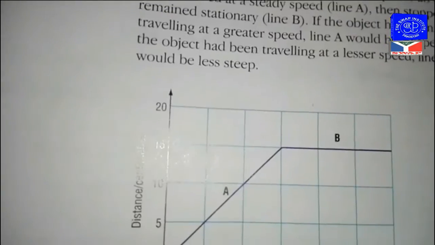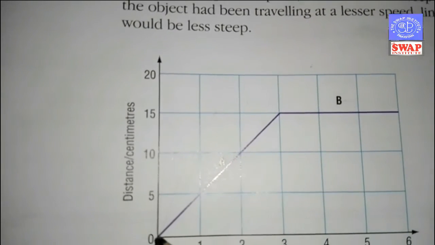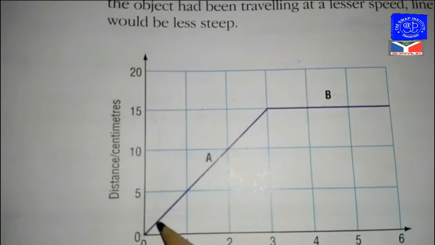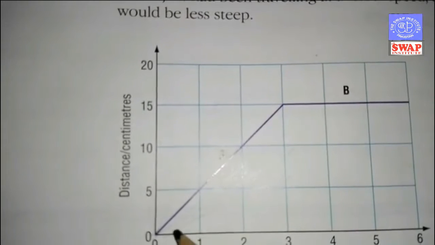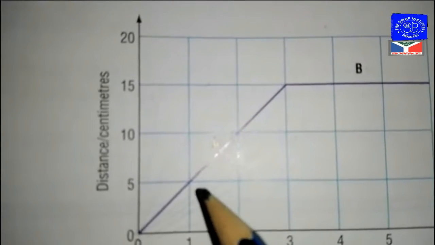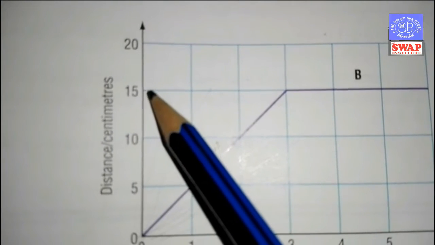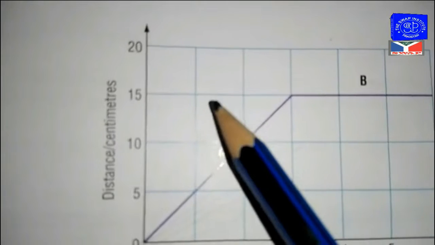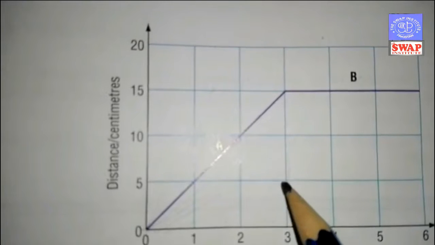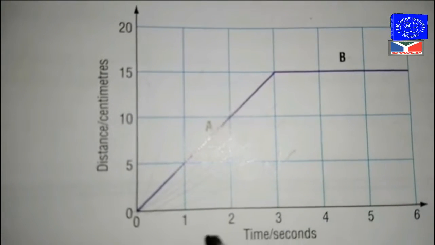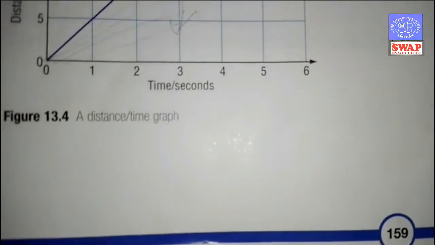If the speed of an object is increased, the line gets steeper and steeper. But if the speed is lesser, then the line will be less steep, like this. If we increase the speed, this line will shift toward the vertical axis, and if we move with lesser speed, this line will shift towards the horizontal axis. This is on page number 159.